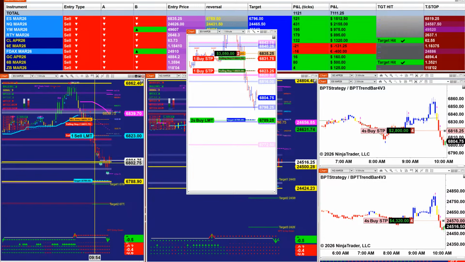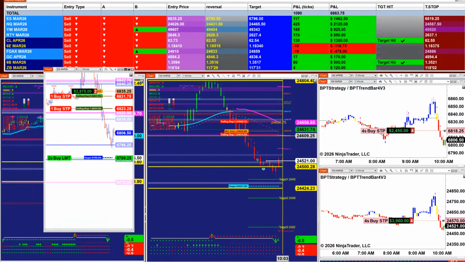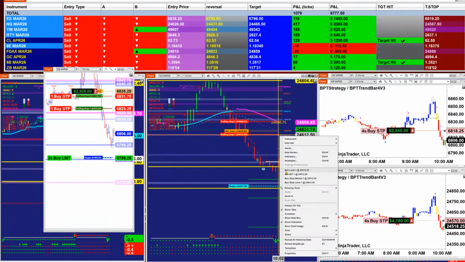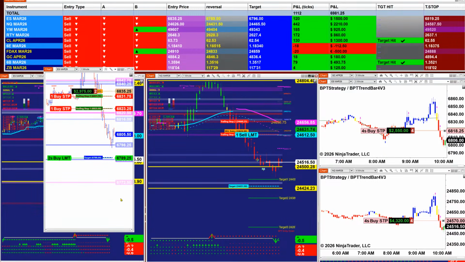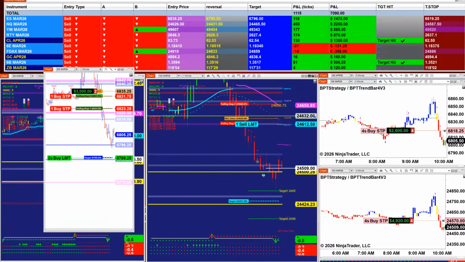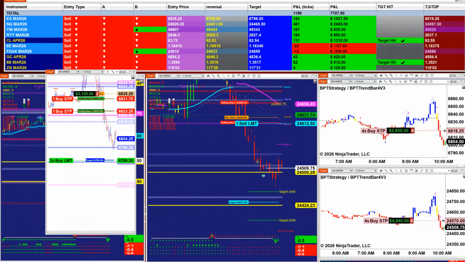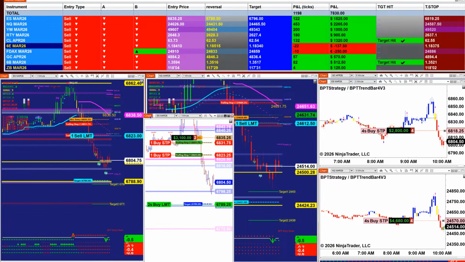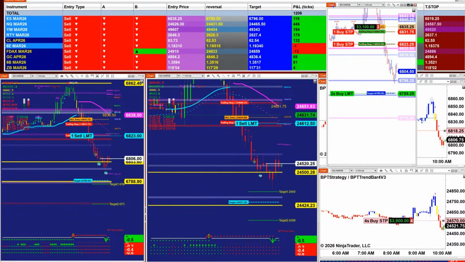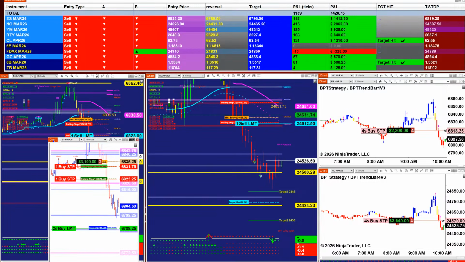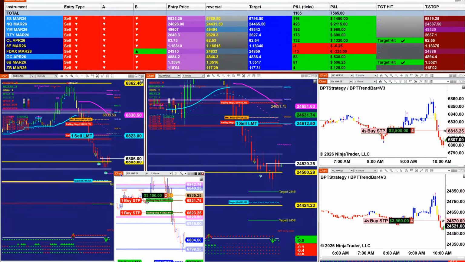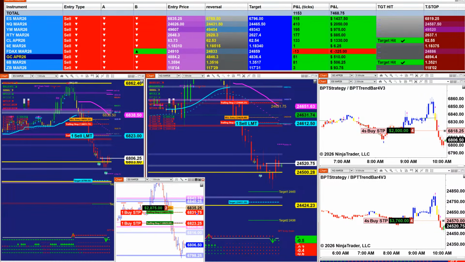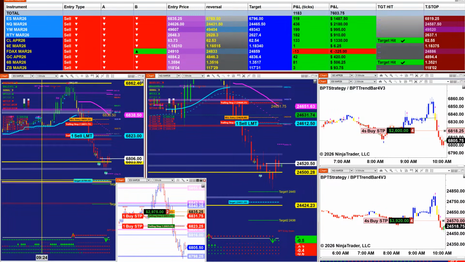6823. For the Nasdaq, the re-entry is also somewhere around here as a sell position at 24,614. So those are both re-entry places. Those are the good genuine re-entry places on the ES and the Nasdaq. And let's see if there's any other. There is no other news.